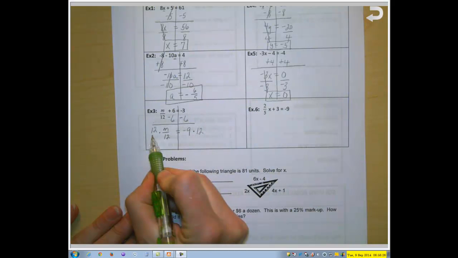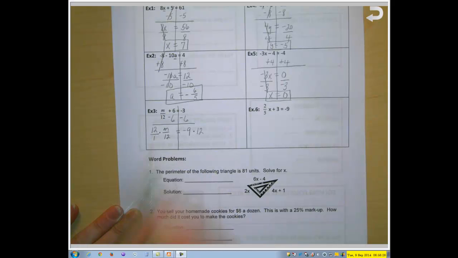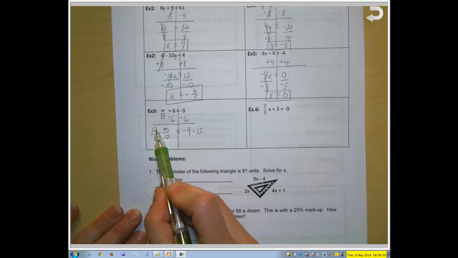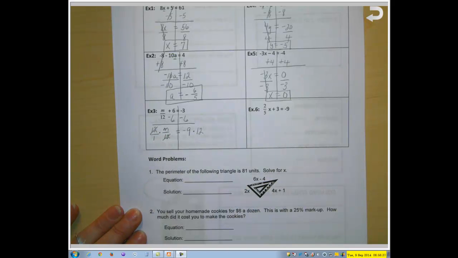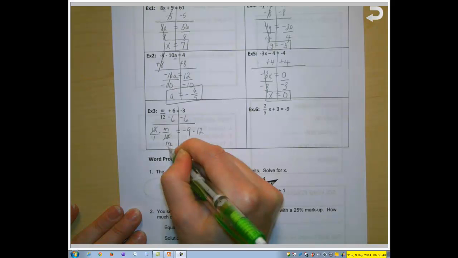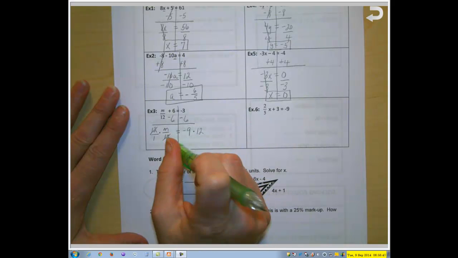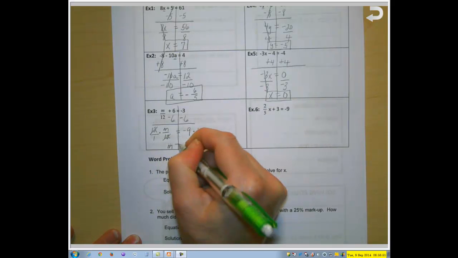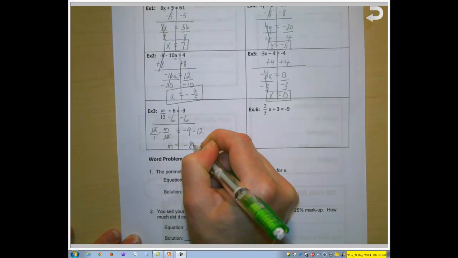Let's make a fraction out of this one. So since we have a 12 in the numerator and a 12 in the denominator, those will cancel each other out, and it just leaves us with m over 1. If we divide m by 1, we still get m. So we don't need that 1 on the bottom. So we can just say m equals negative 84.